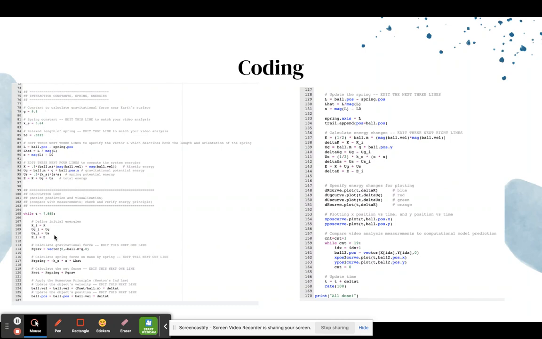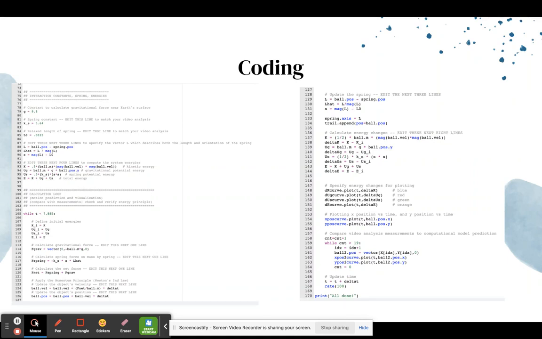So in our while loop, I made sure that the iteration stopped when the video stopped at 7.885 seconds. And then we also set our force of gravity to negative mg in the y direction. That makes sense. Updated your spring force, and then net force, your ball velocity update equation, your position equation, and then updated the spring with basically what we did initially, but now putting that in the while loop.